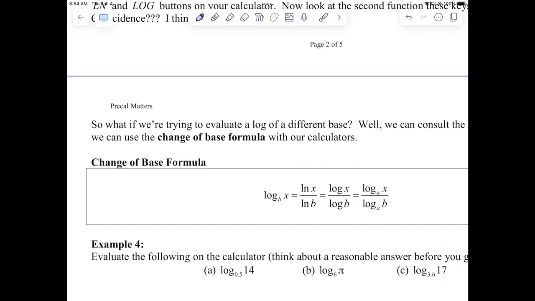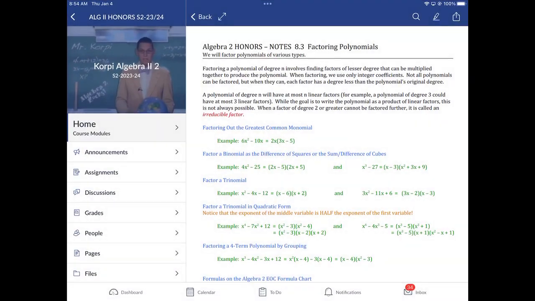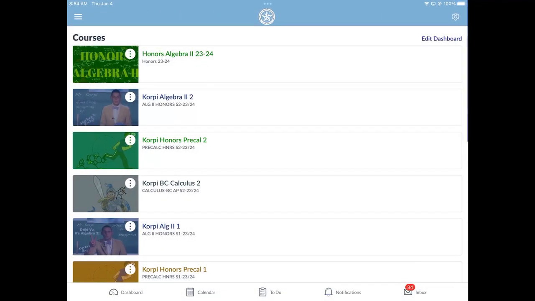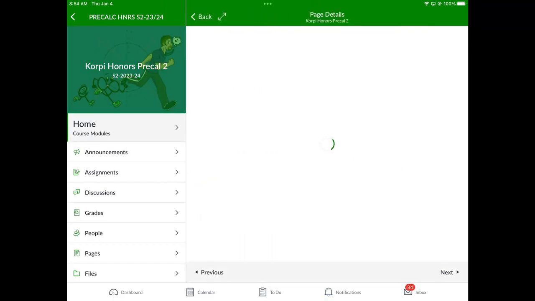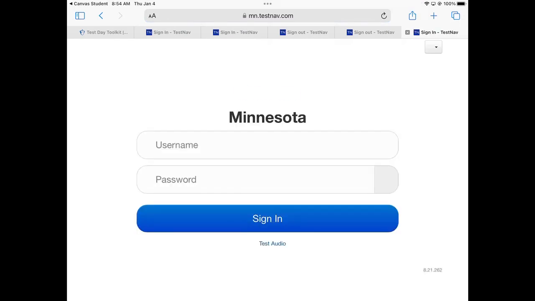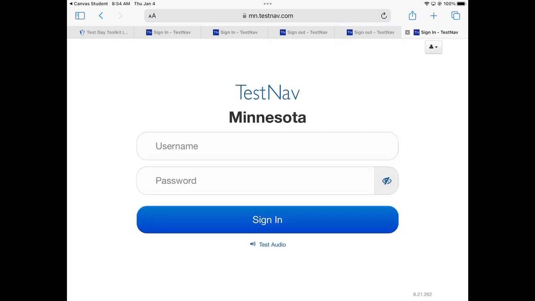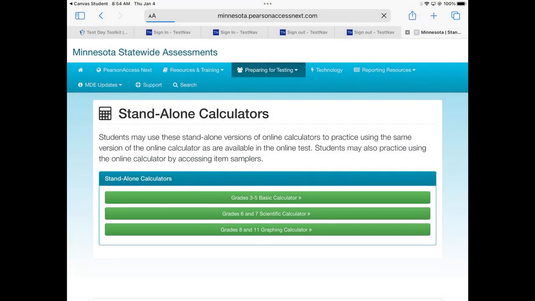Okay, so you'll need a calculator for this little activity, and you could do exactly what I'm going to do right here. If you don't want to stand up, you could go ahead and go to your Canvas course and go to the TI standalone calculator. Some of y'all like standing up. Oh, it took me to the wrong screen. That's not the screen I want to go to. I can't do anything from that screen. There we go.